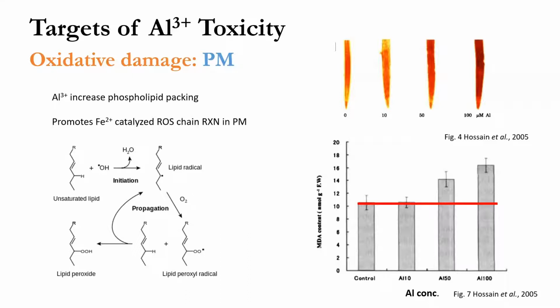Notice the amount of MDA significantly increases with increasing aluminum concentration. Similarly, up here, we have the wheat seedlings or wheat roots stained red for peroxide, and see at higher aluminum concentrations, the larger amount of peroxide present.